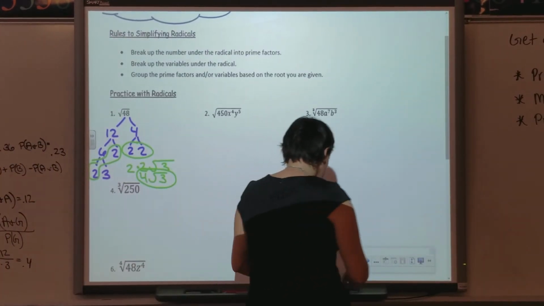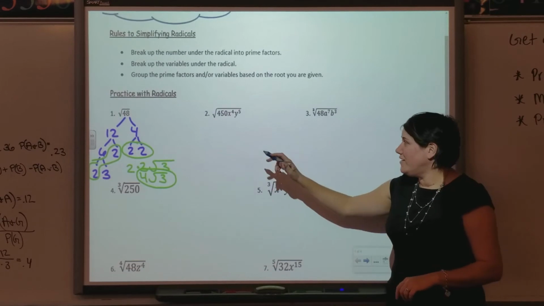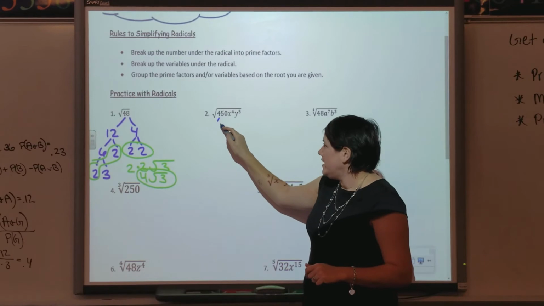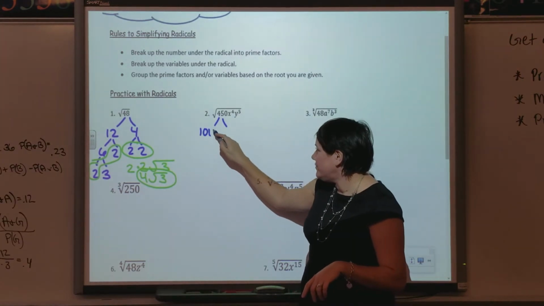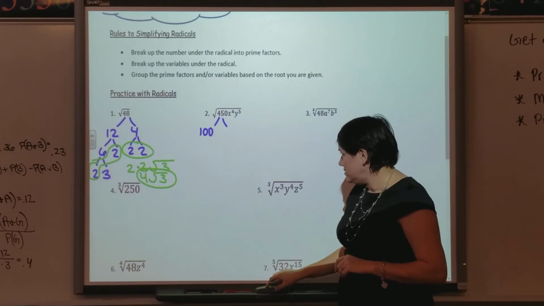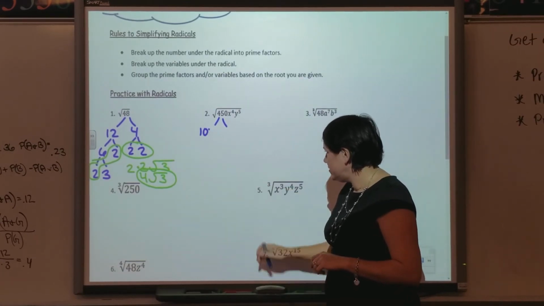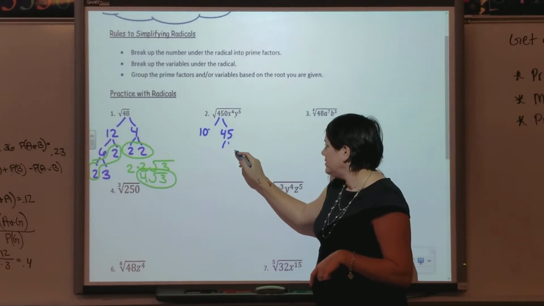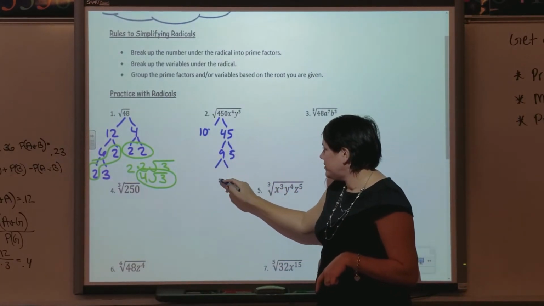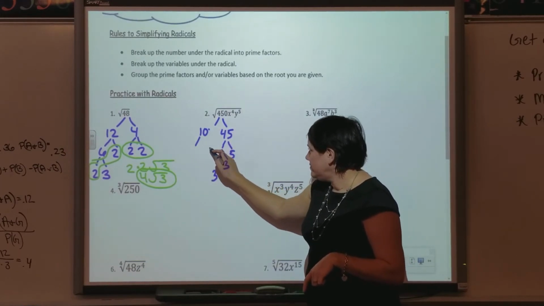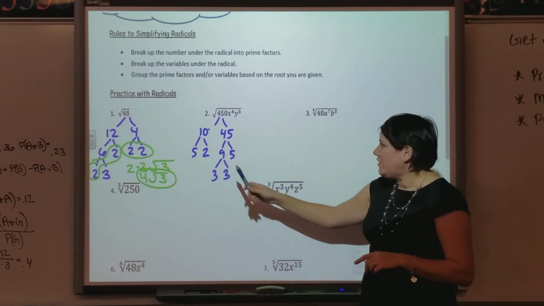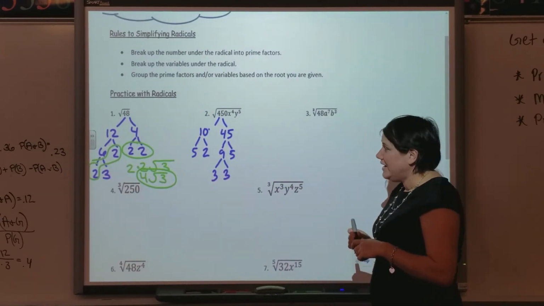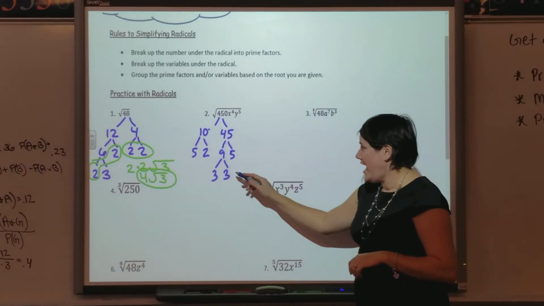Number 2, getting a little bit more tricky here because we have this x to the 4 and the y to the 5th. So for 450, again, just start breaking it up. I'm going to use, well, let's see, 10 and 45. And then you can break up the 45, 9 and 5, and break up the 9, 3 and 3. The 10, 5 and 2. So notice how I have nothing but prime numbers here. I got a 5, a 2, 3, 3, 5. Again, circle the groups of 2. I have 2 3's.